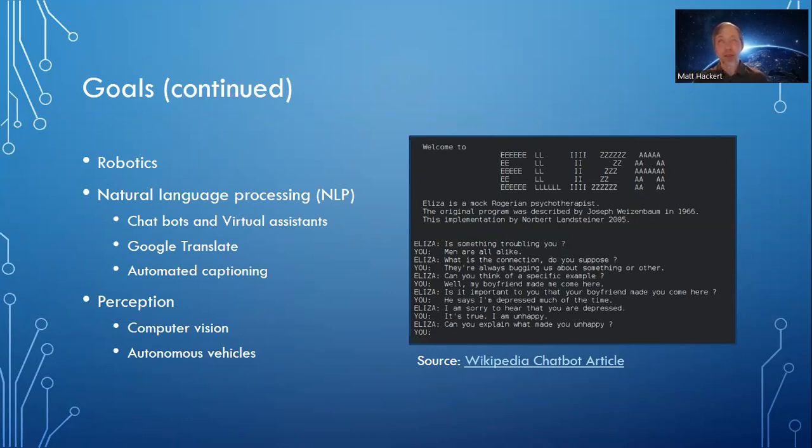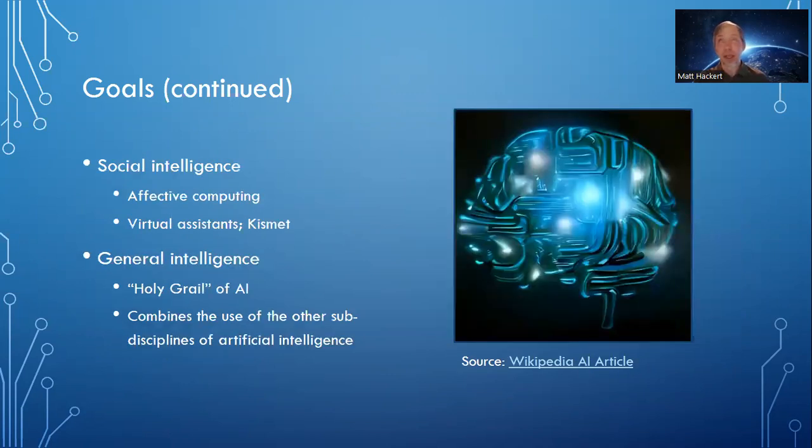Some call it affective computing, which again has applications in virtual assistants. Anyone remember Kismet? It was an early attempt at making an AI robot that can mimic human emotion, facial expressions, and so forth. And then there's general AI, general artificial intelligence, which is really the holy grail of AI. It's not something that we're really anywhere close to yet.